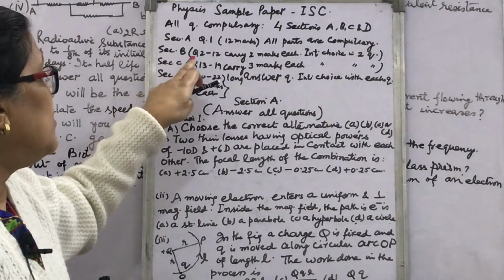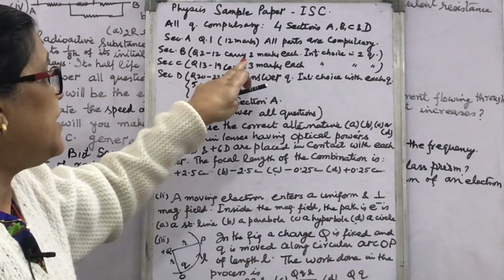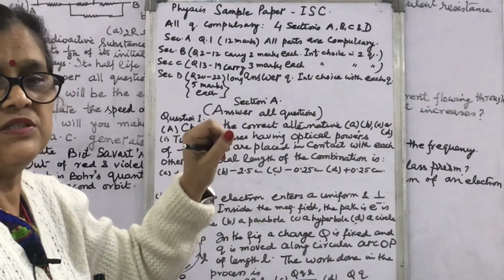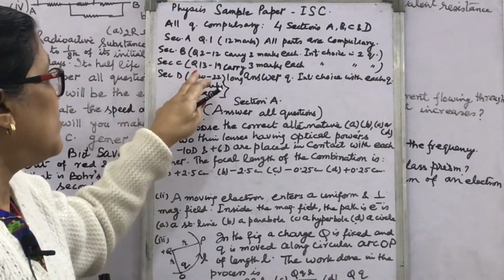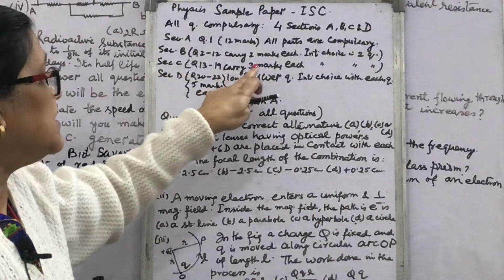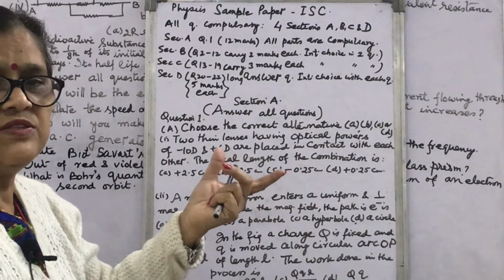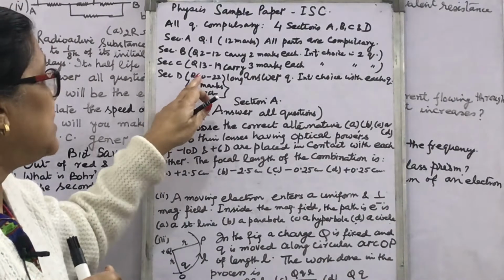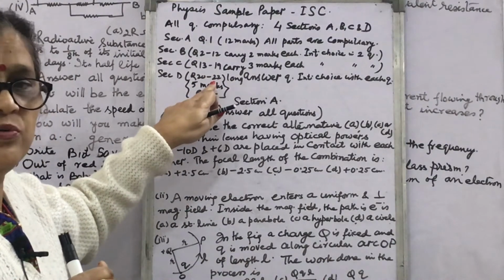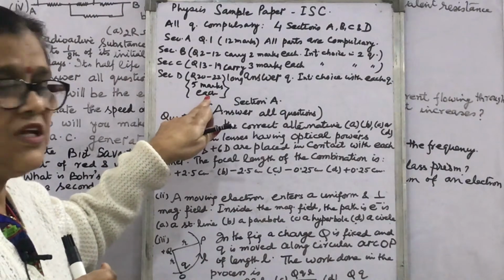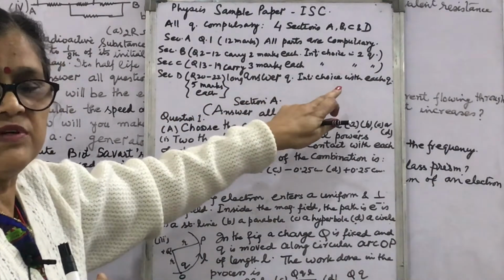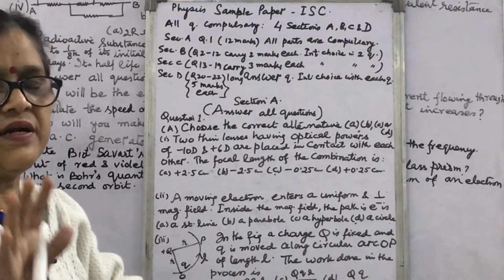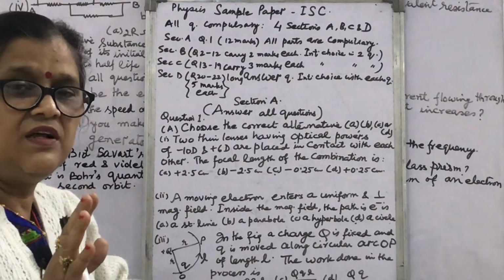In section B, questions 2 to 12 carry 2 marks each, and internal choice is given in 2 questions. Similarly, in section C, from question 13 to 19, each question carries 3 marks, and again there is internal choice in 2 questions. The last section D, from questions 20, 21 and 22, has 3 questions of 5 marks each, and each question contains internal choice. In this way, we have discussed the paper pattern for the ISC board.